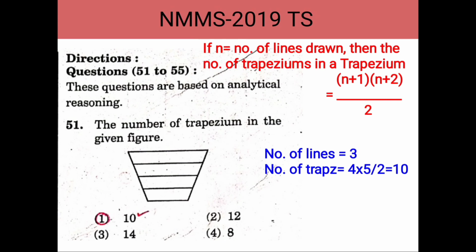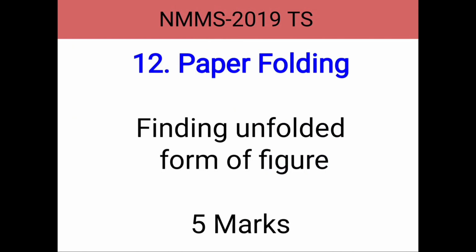So the example question, the answer is 10. 12th model is paper folding. Finding unfolded form of figure carries you 5 marks.